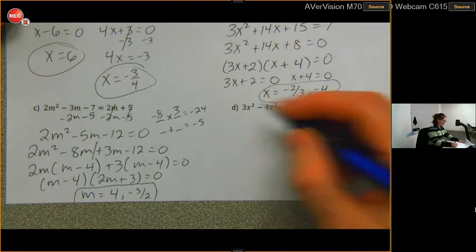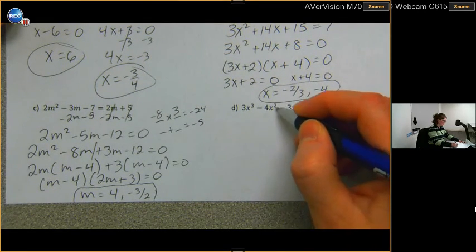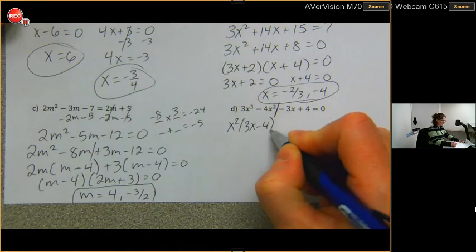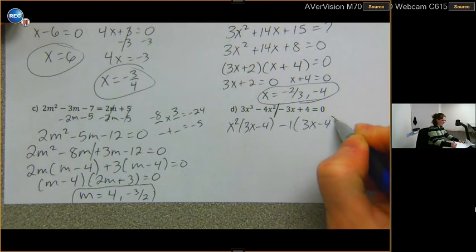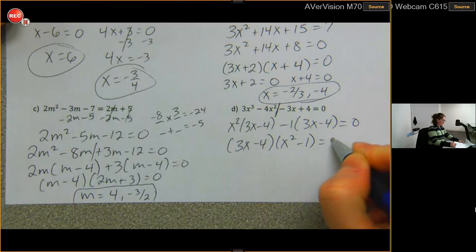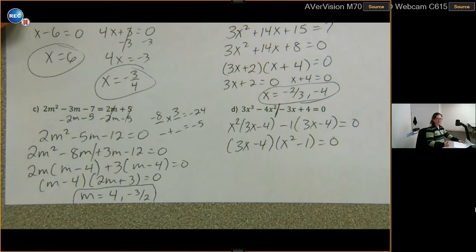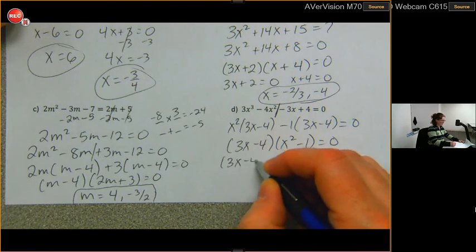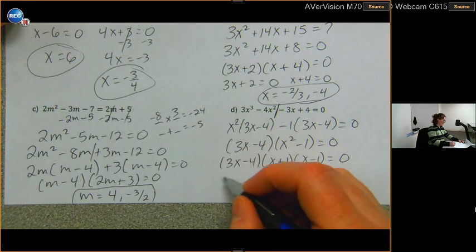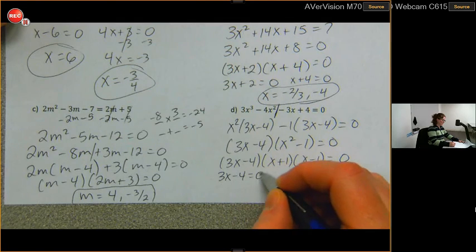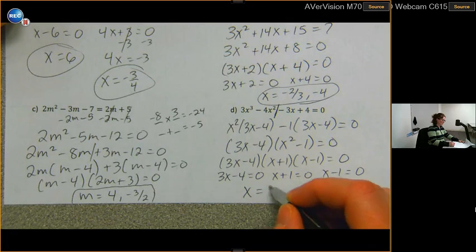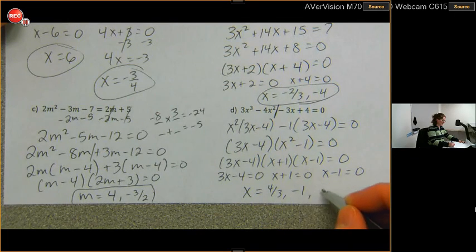Part D is a 4-term polynomial. It's already equal to 0, so I'm going to go by grouping. And then x squared minus 1 factors by the squares pattern. So I have 3 factors giving me answers of 4/3, -1, and +1.